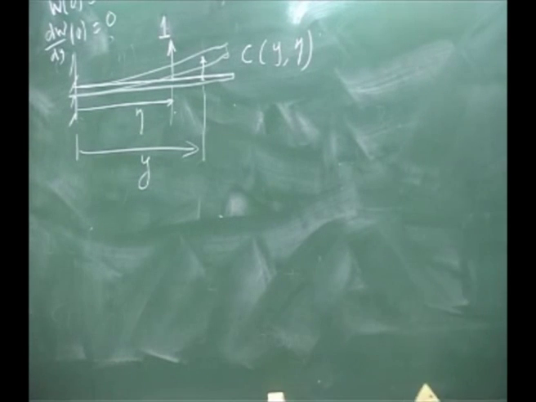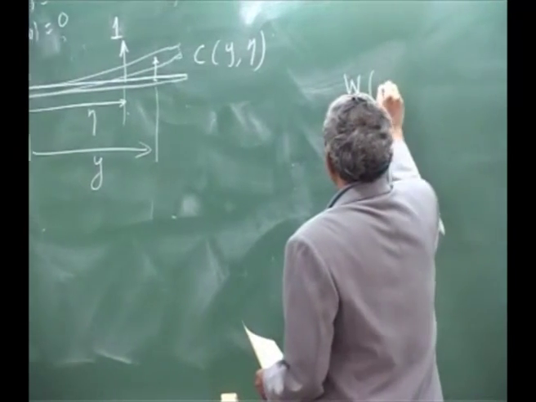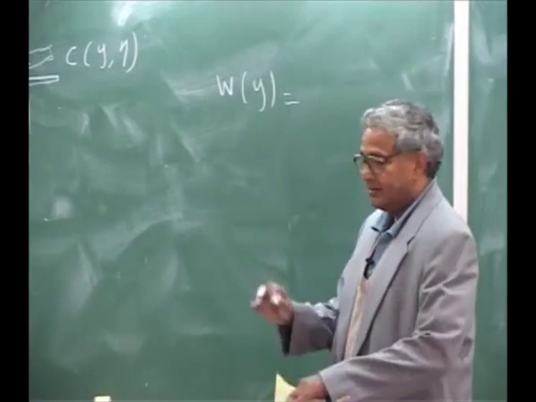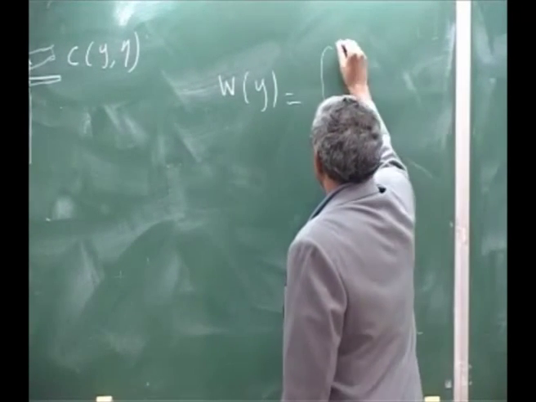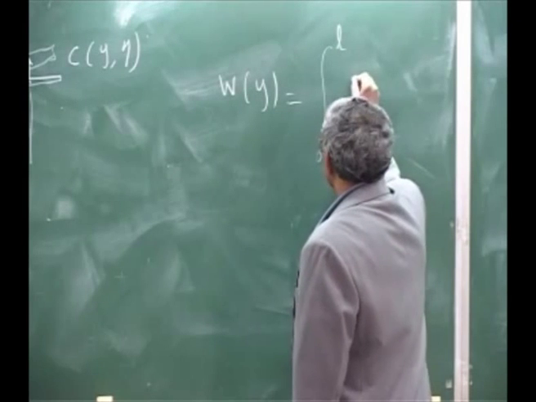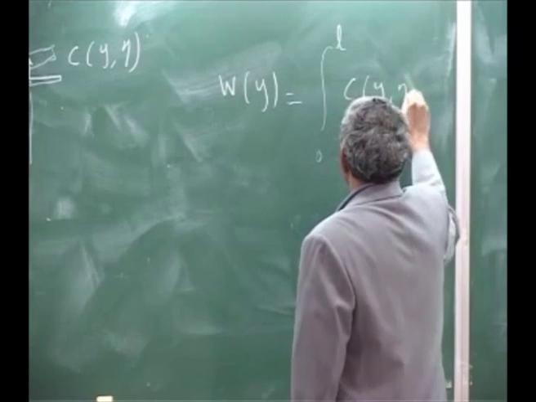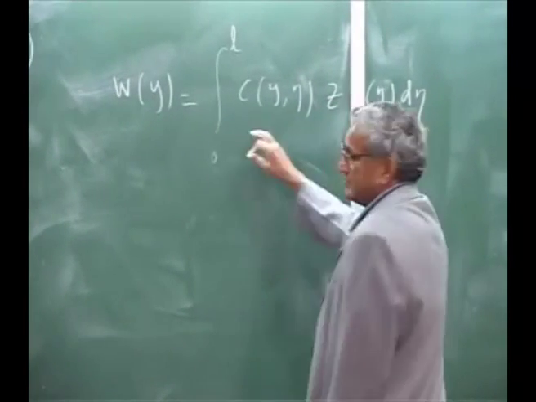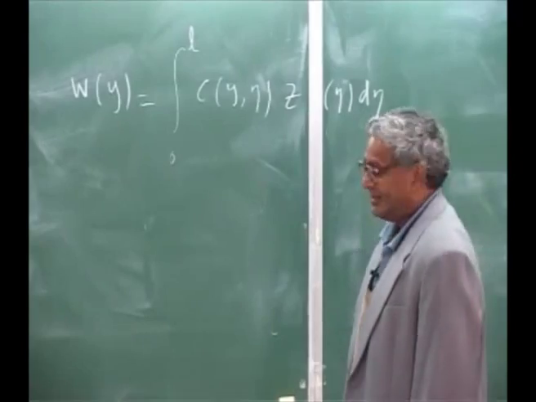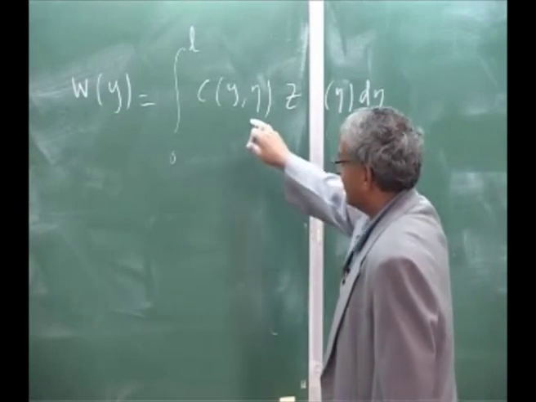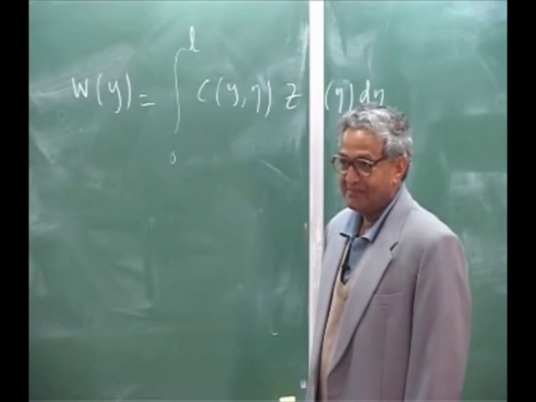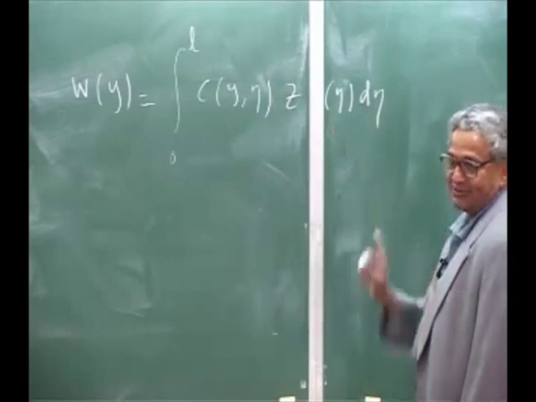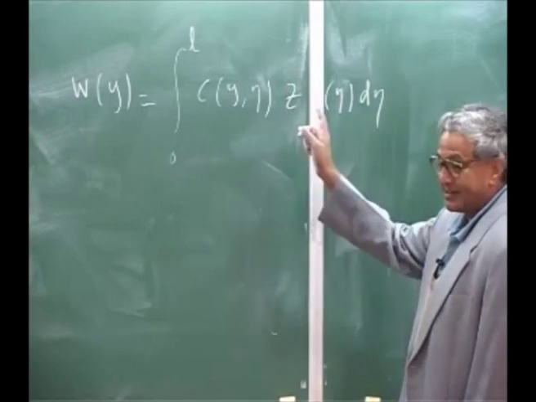Now you can have W at y. This is how we define 0 to L C(y, eta). This is how we have defined it. We need to substitute this function C. So what you do is, we will split this integral into two parts.